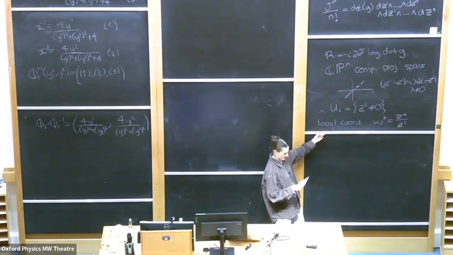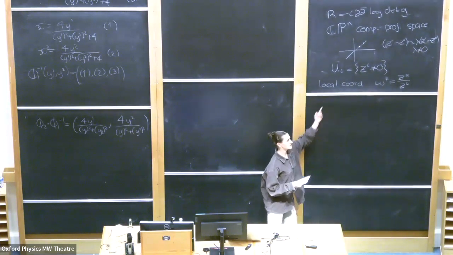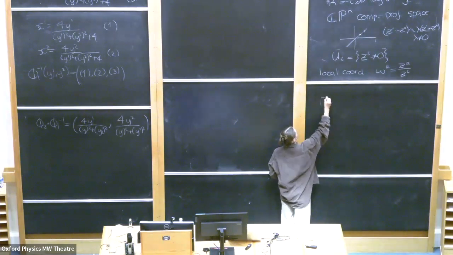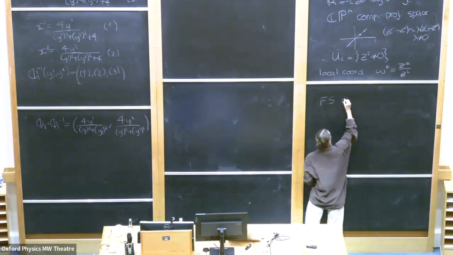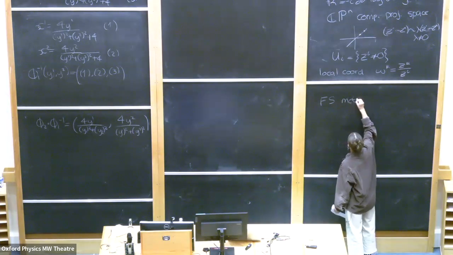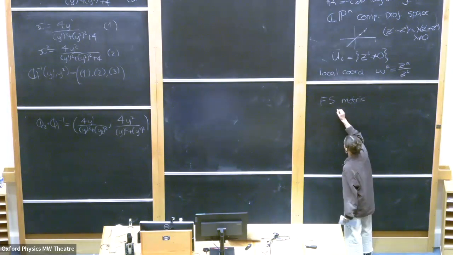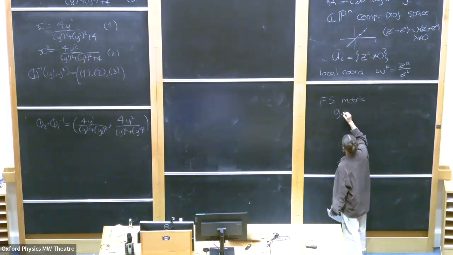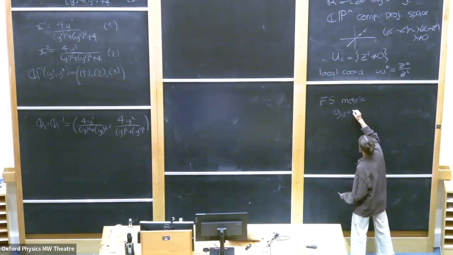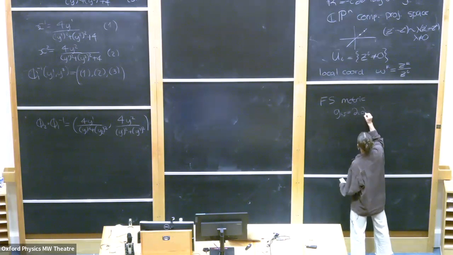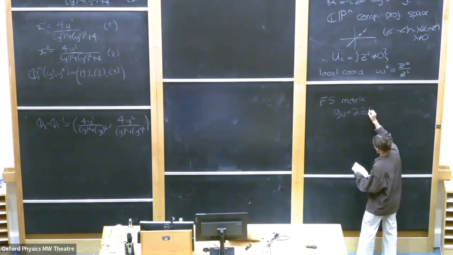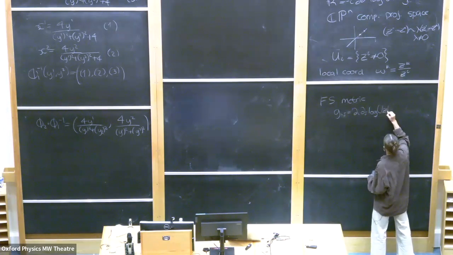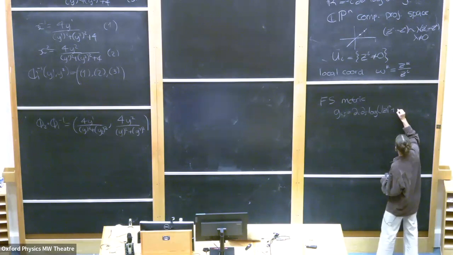And then the final thing I want to mention is just to remind you, we have the Fubini-Study metric on complex projective space, and the form is given as g_{i j bar} equal to del_i del_j bar log of the sum of the squares of the coordinates.